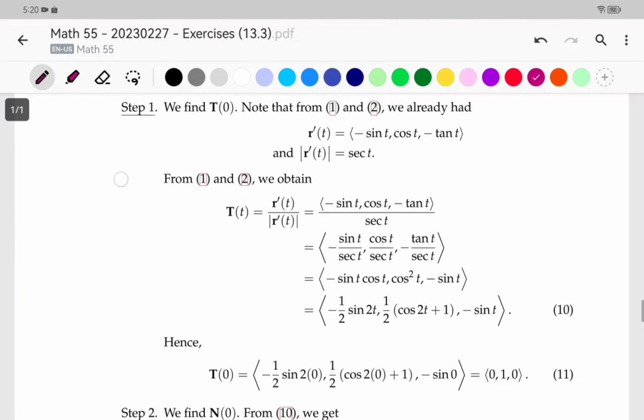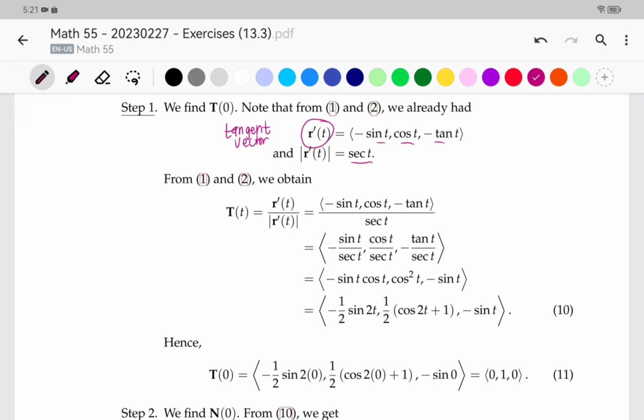The first thing is we're going to solve for the unit tangent vector at t equals 0. Again, the r prime of t is what we call the tangent vector. This is going to be the derivative of r of t, so we're going to have negative sine of t, cosine of t, and negative tangent of t. If we get the magnitude of the tangent vector r prime of t, we're going to have the secant of t.